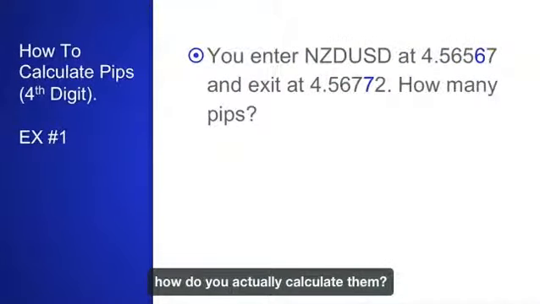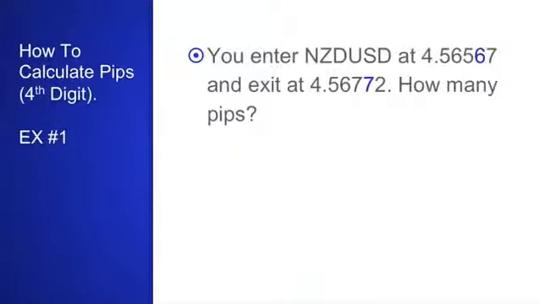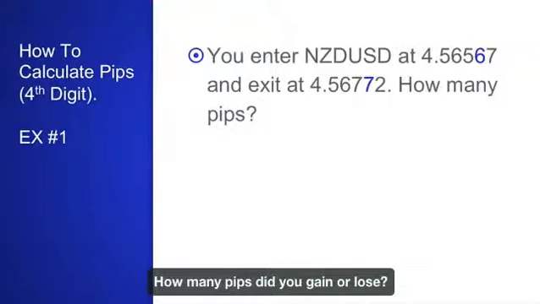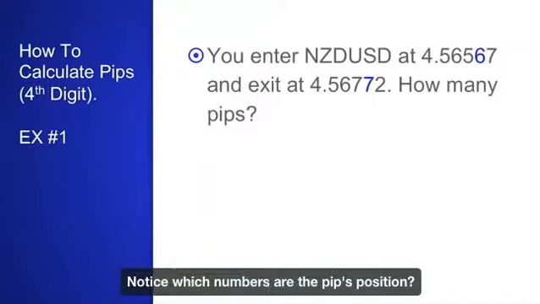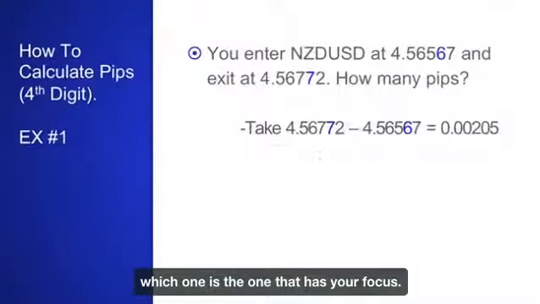How do you actually calculate them? Remember, the pip is the fourth digit. So here's an example. Here's a scenario. You enter NZD/USD at 4.56567 and exit at 4.56772. How many pips did you gain or lose? And first of all, pay attention. Notice which numbers are the pips position. Make sure you pay attention to that, because what you're going to want to do is subtract these numbers, but you have to know which one is the pip, which one is the one that has your focus.